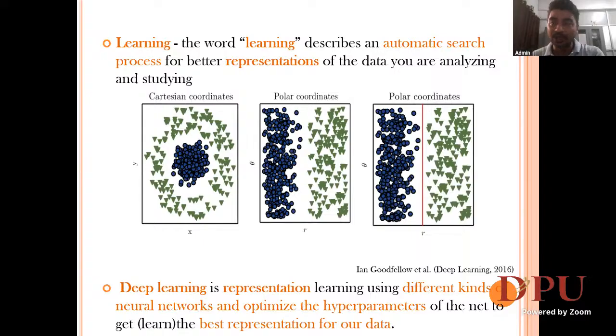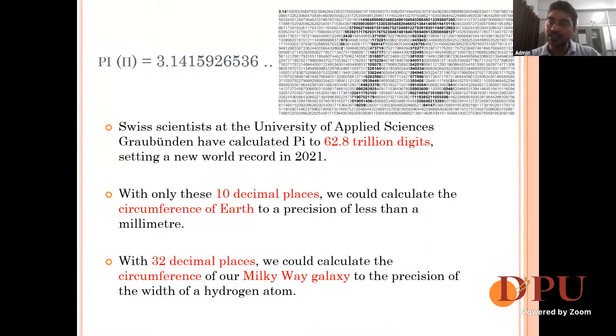Now, from polar, if you go back to Cartesian, it will again be a circle. So that means it's nothing but a better representation of the data so that the hyperplane can be fit in an optimized way. So that is the learning, the automatic searching process of the representation we can do in a better way. So that is called deep learning. That is the essence. Now, once we talk about deep learning, it's all about large data sets.